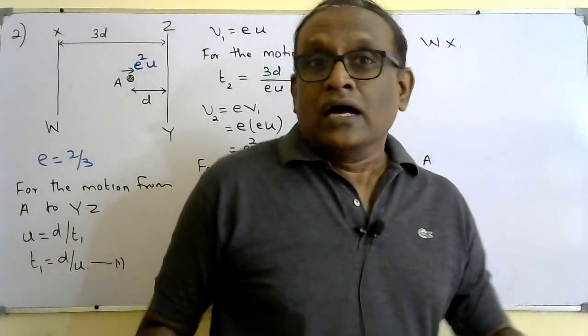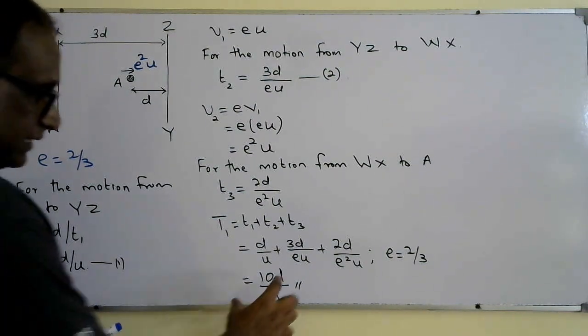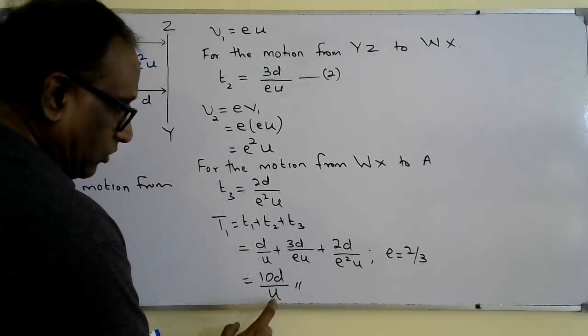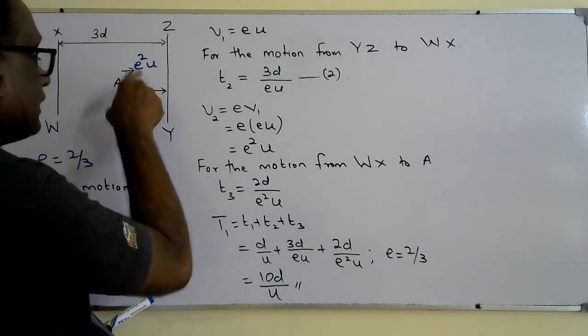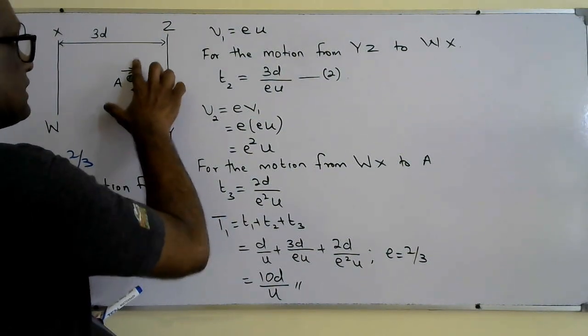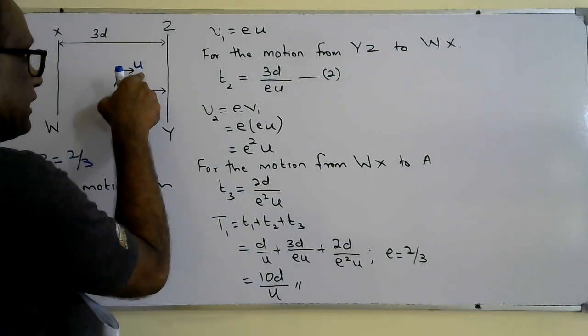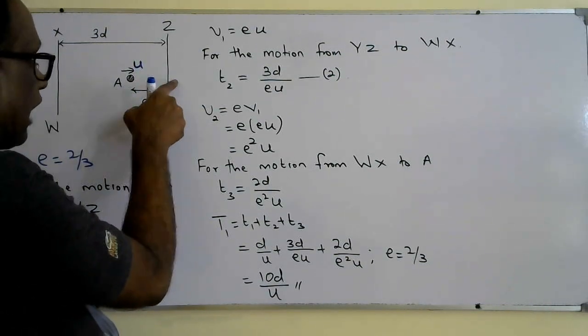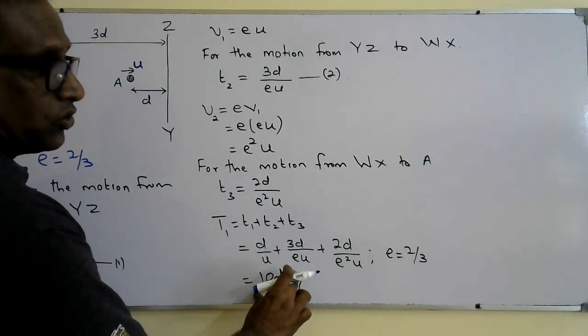So we will find it in a technical way. Simply you can see that T1 is equal to 10D over U, where U was the initial speed. Now I put it E squared U, but earlier it left the first time with the speed U. When it moves with initial speed U and returns to A after one collision with each of the two walls, the time taken is 10D over U.